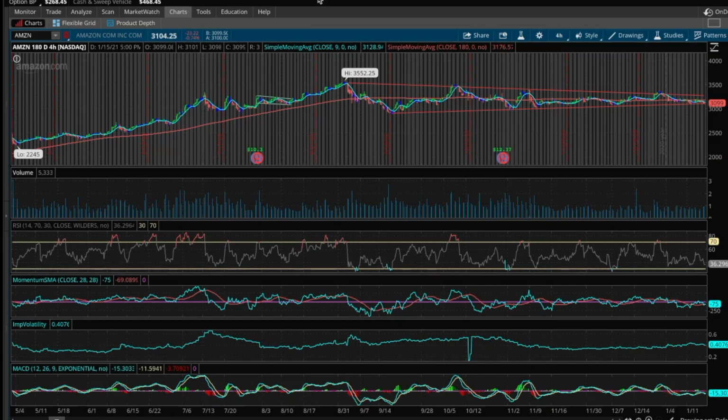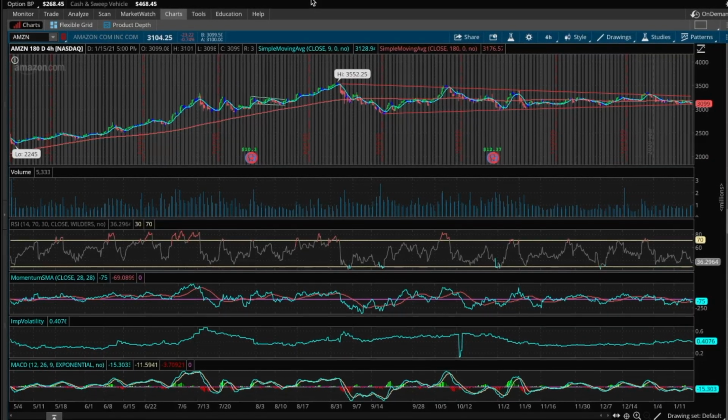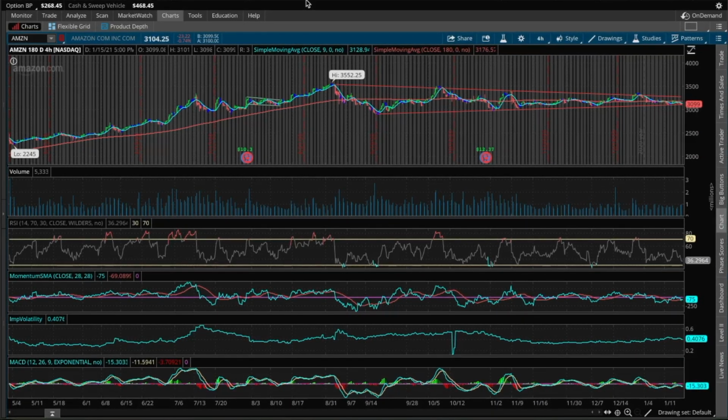So today what we were going to look at is some channels and some chart analysis and finding these patterns to help you become a more profitable trader.